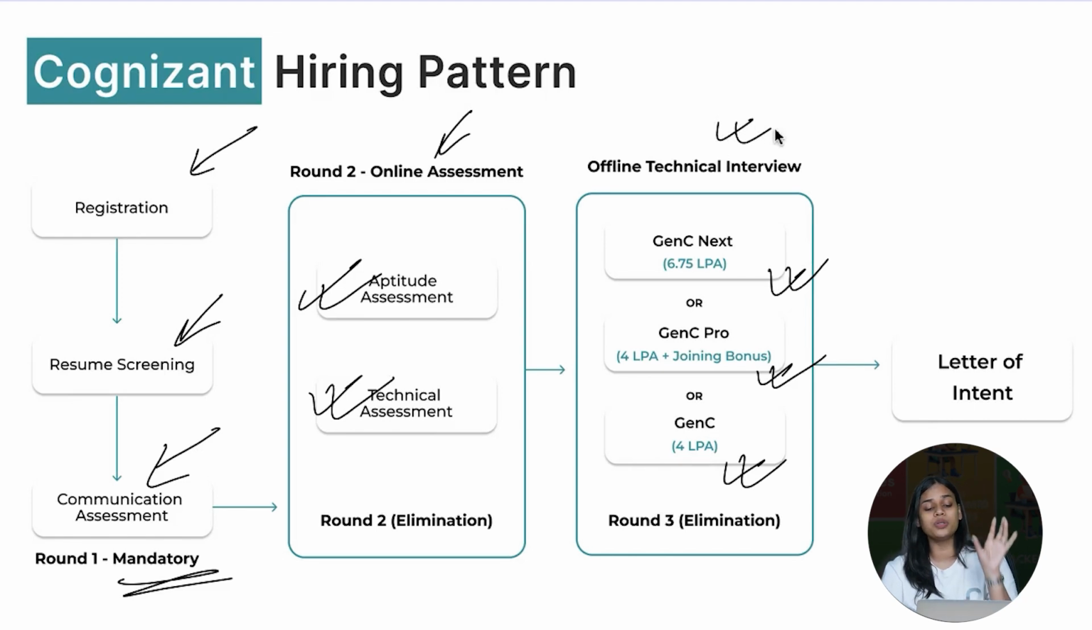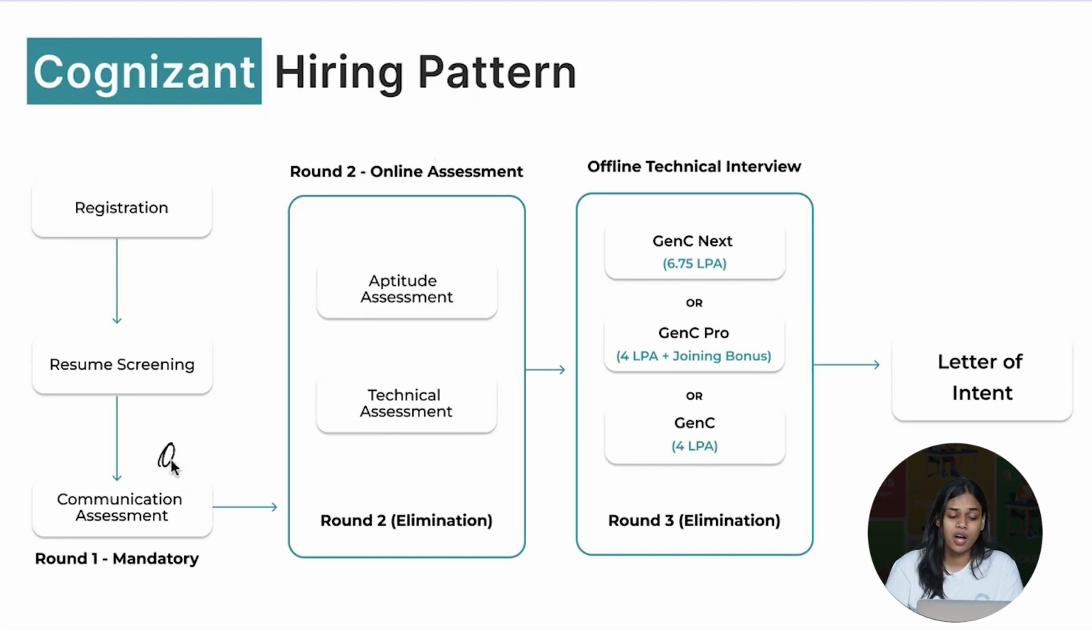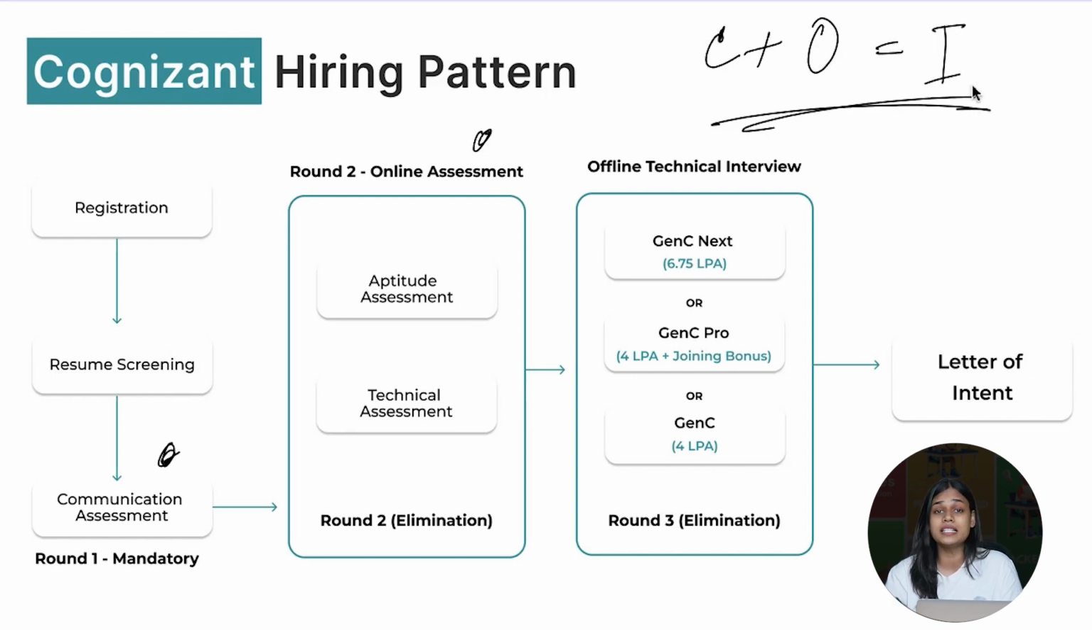So if you clear out the aptitude and technical assessment, which is the online assessment section, you move towards the interview. Now, over here, depending on your performance in a communication assessment round, which is this particular round and this particular round, combination of communication assessment plus online round, you will be having the interview on that particular role. Understand that. For example, if you have scored 80% and above in communication assessment round, but you have scored 60% and above in your online assessment round, you will be going for the Gen Z Pro interview.